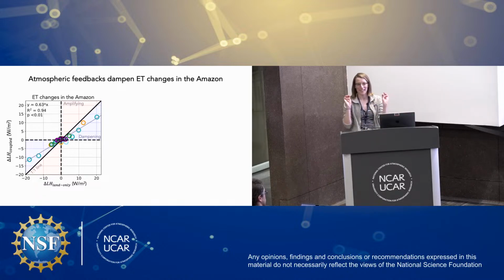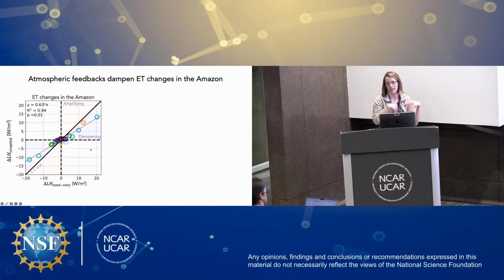Again, not getting super into the weeds of what parameters we were changing, but it doesn't seem to matter much what process is driving the initial land-only change in evapotranspiration. The atmosphere is acting to modulate that change in a pretty consistent way. Specifically, for any change in land evapotranspiration, say this is the Kmax change, it increases latent heat flux in the Amazon by 20 watts per meter squared. We're going to have about a 40% smaller change in a coupled context than in the land-only framework. So this effect can be pretty big.